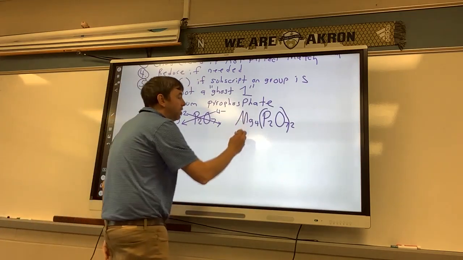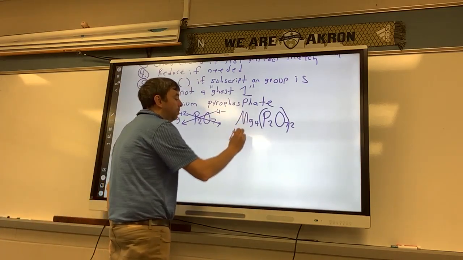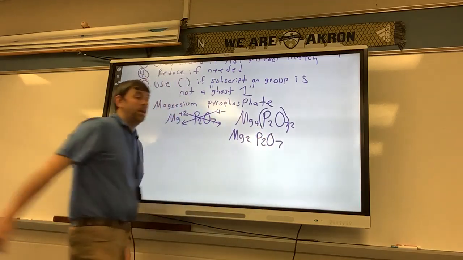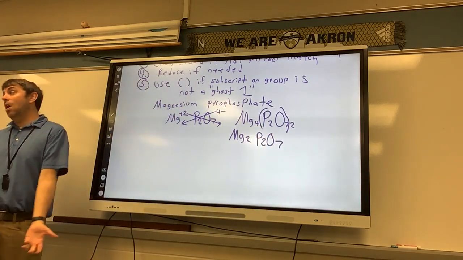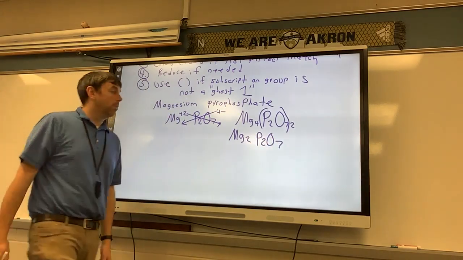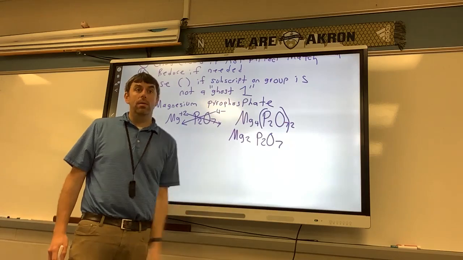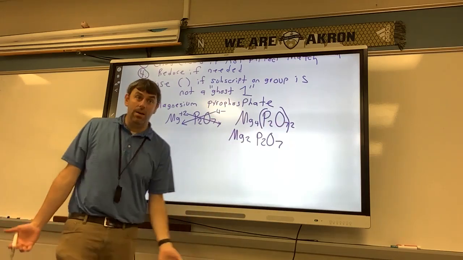So this is going to actually reduce to Mg2P2O7. Do I need the Roman numeral anymore? No, I don't. Wait, what did you do with the 4? 4 divided by 2 is 2. 2 divided by 2 is 1. I divided them both by 2 because I can.